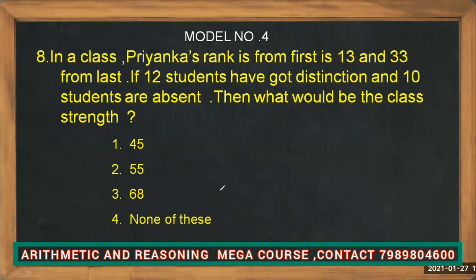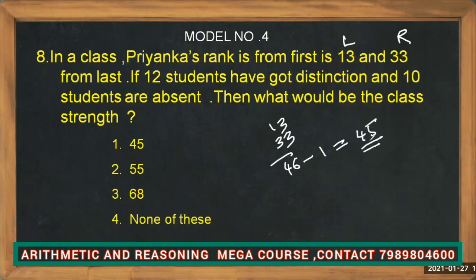Very simple, my dear friends. Here, Priyanka's ranks are given, this is L and this is R, L and R. Then 13 plus 33 is equal to 46. Then 46 minus 1 is equal to 45, the total class here. As I told you, distinction should not be added. Why? Because they are the top ranked students, they will be included in 45, so don't consider this 12.